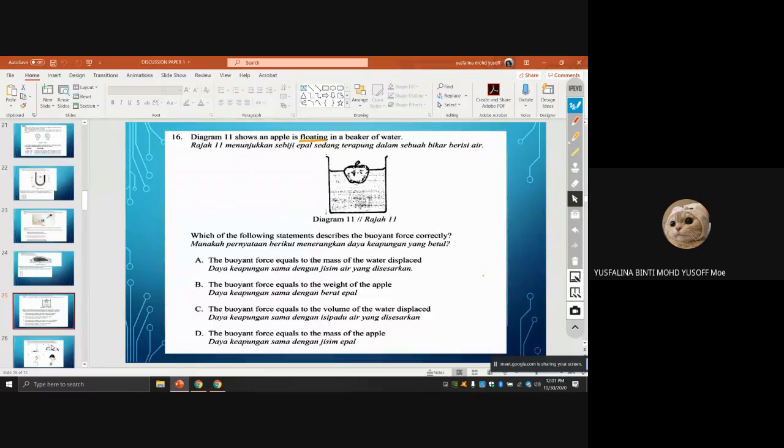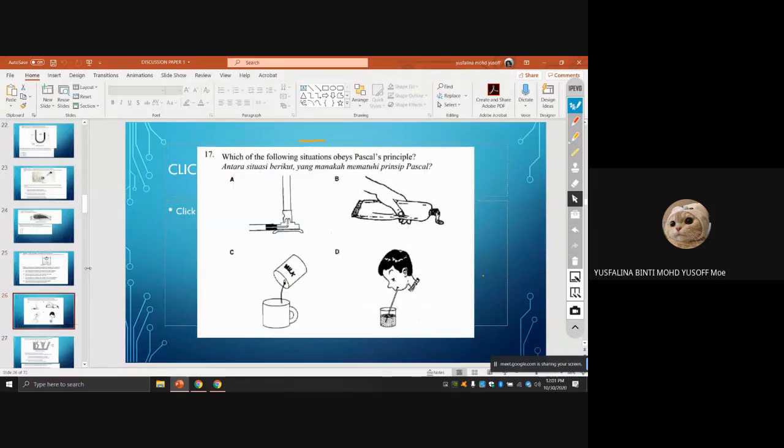Right, next one. Which of the following situations obeys Pascal's principle? Of course the answer is B. When you push the toothpaste here, the pressure will go in all directions. So number 11 is B. This one using the Bunsen burner uses the Bernoulli principle. This one is actually atmospheric pressure. This one is also atmospheric pressure.